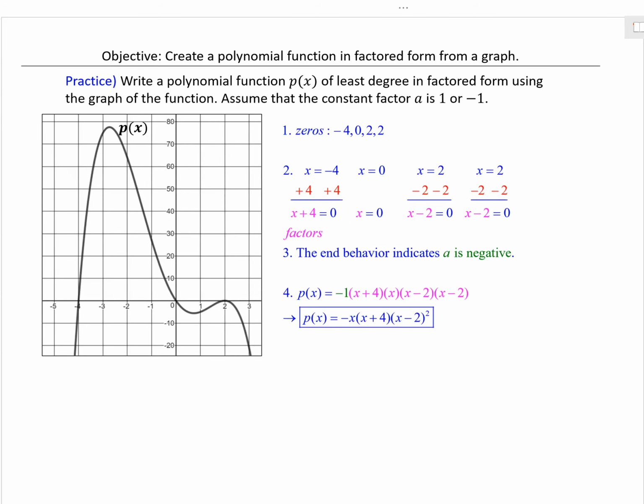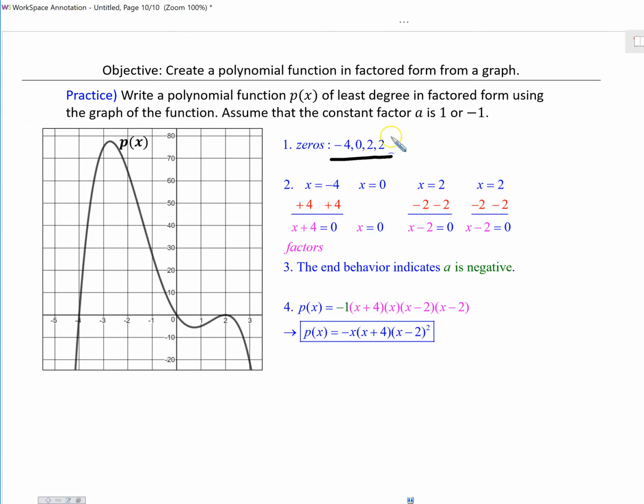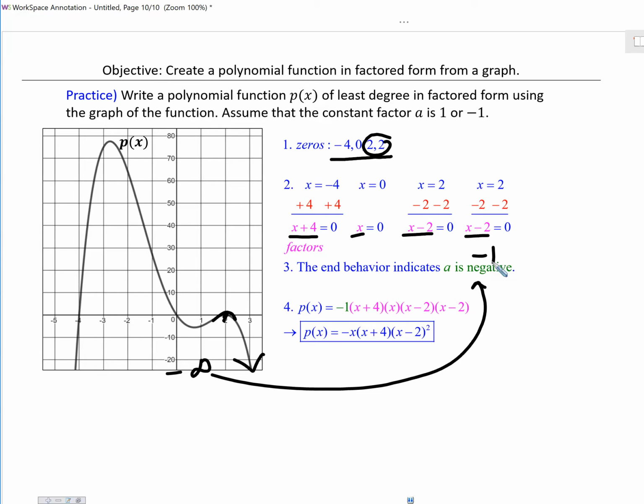So here we find our zeros are -4, 0, and 2, and notice 2 is listed twice. That's because at 2, we have a relative maximum, so there is multiplicity. So setting each of those zeros equal to x, and then using our algebra to get a 0 on the right-hand side, we get factors of x plus 4, x, and x minus 2 twice. The end behavior, where the right end goes down to -infinity, tells us our a value is going to be -1.